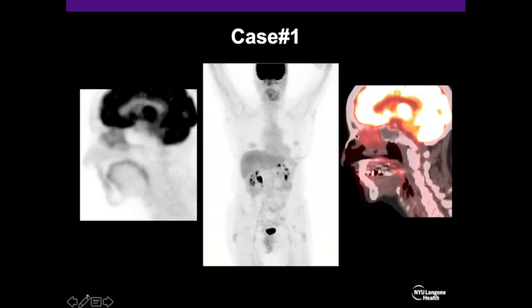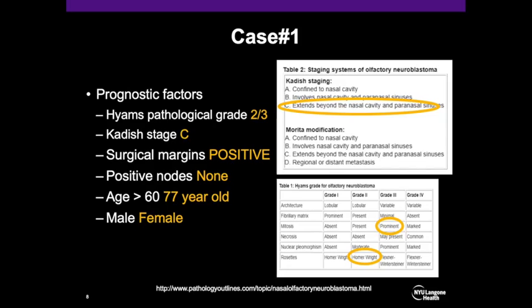Nonetheless, the esthesioneuroblastoma is mild to moderately FDG avid, and you can see that the brain-mass interface at the skull base is really obscured by the brain activity, and we cannot confidently evaluate the intracranial extent of the disease. So let's keep prognostically staging our patient. She had Hyams pathological grade 2/3 and Kadish stage C because of the intracranial extent.